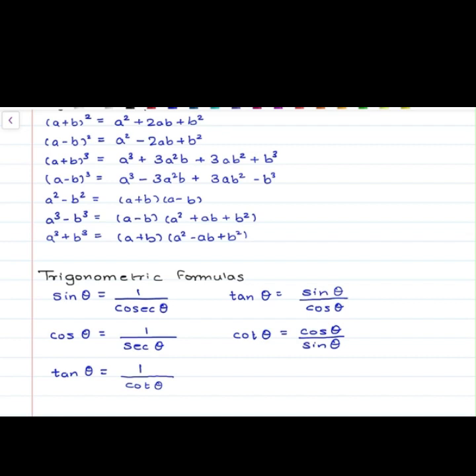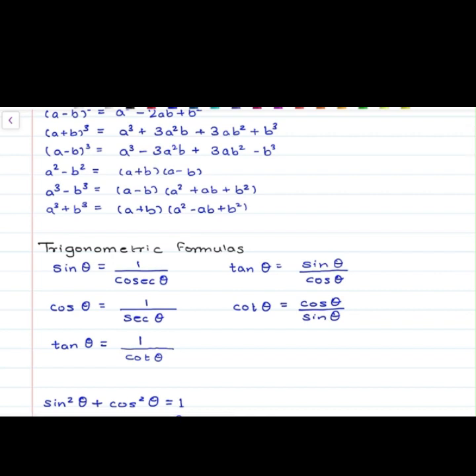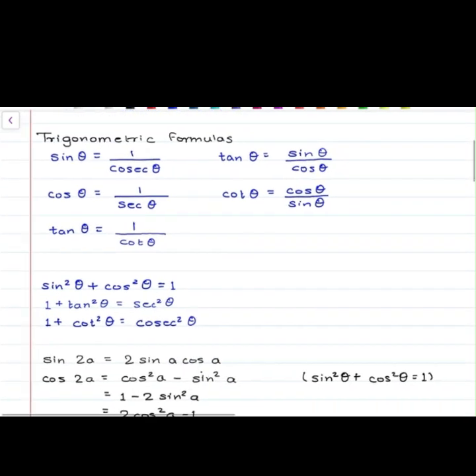Then further we have a square minus b square, that is a plus b multiplied by a minus b. Then we have a cube minus b cube, which is a minus b multiplied with a square plus ab plus b square. Similarly, a cube plus b cube is a plus b multiplied with a square minus ab plus b square. Okay. Then we have trigonometric formulas.